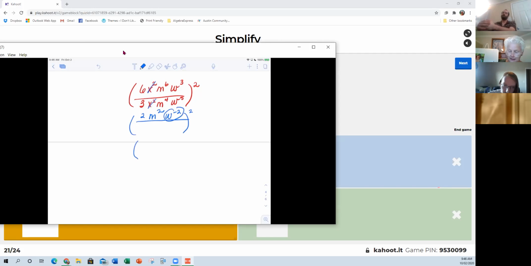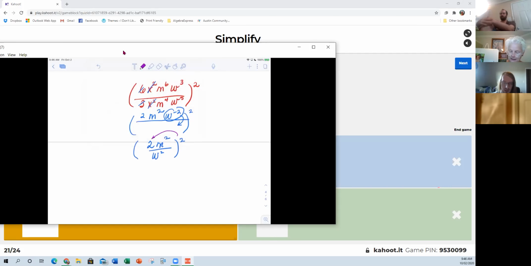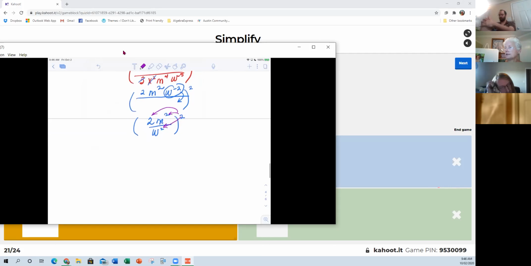So this guy has to come down. So what I have now is 2 m to the second over w to the second, squared. Then I have to apply that square to every single part of the fraction. So 2 squared is 4. Multiply those and you get m to the fourth over w to the fourth.